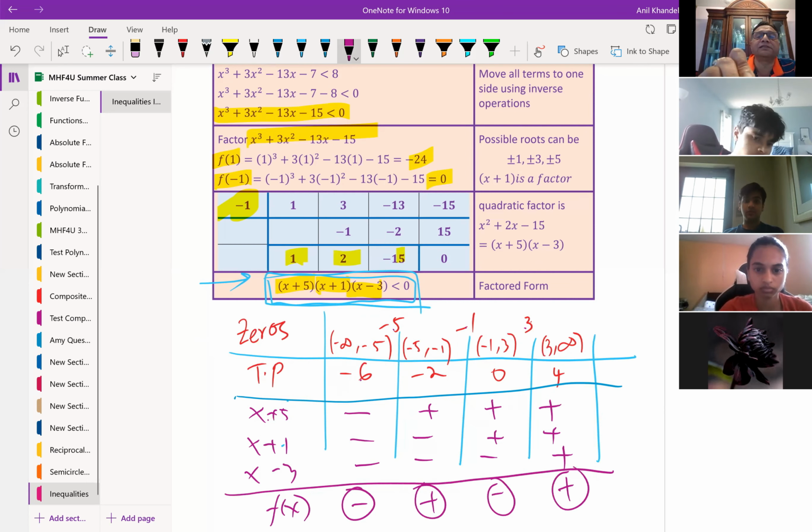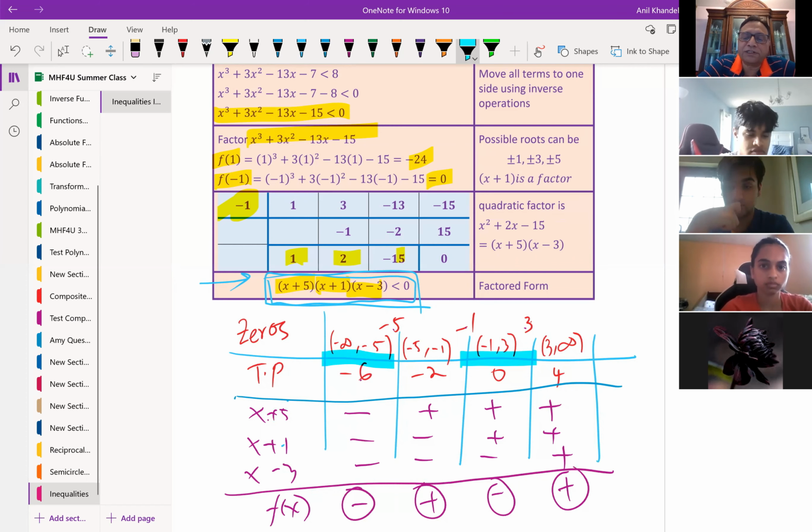We can very clearly see that the interval which gives us the positive values is this interval, correct? And this interval. And therefore, that becomes part of our solution. Do you remember this? How we did the interval table? That is how you have to do the inequality using an interval table.